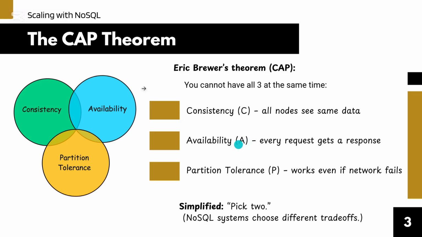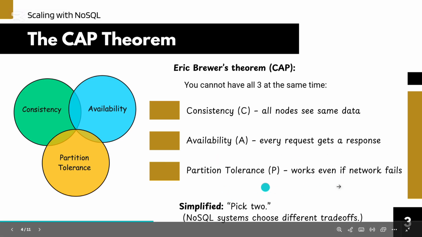The CAP theorem. One of the fundamental concepts behind NoSQL design is the CAP theorem, proposed by Eric Brewer. It states that in a distributed system, you can only guarantee 2 out of 3 properties at the same time. Consistency, all nodes see the same data. Availability, every request receives a response. Partition tolerance, the system continues to work even if the network is unreliable. In simple terms, you must pick two. No NoSQL system can fully provide all three. So each database chooses different trade-offs based on its goals.